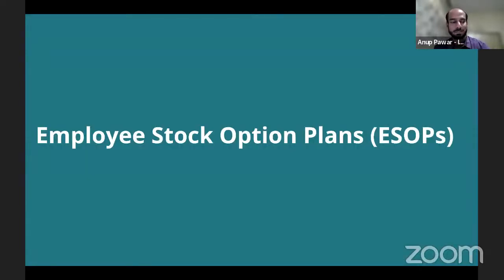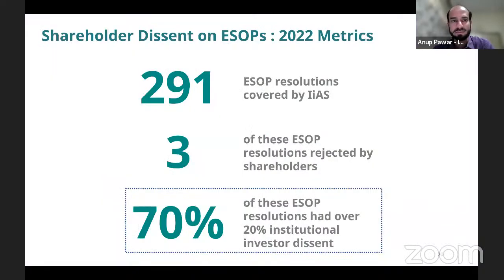So with that, let me just take you through ESOPs and what happens with ESOPs. So I wanted to give you some headline numbers. We covered in 2022 something like 291 ESOP resolutions. So 291 ESOP resolutions were covered by us as part of the calendar year 2022. Only 3 were rejected. But again, like I said, 70% of these had over 20% institutional investor dissent, which means that if promoters had not voted, and promoters can vote on ESOP resolutions, maybe that number of ESOP resolutions rejected would have been much higher.